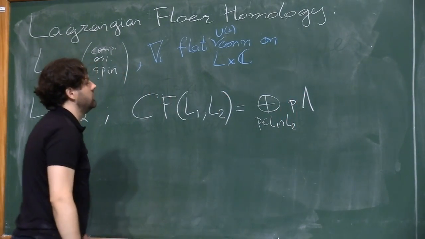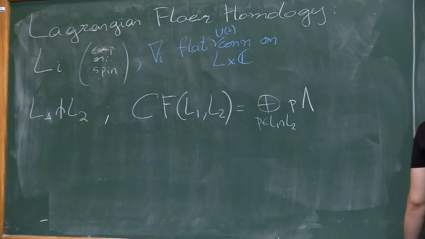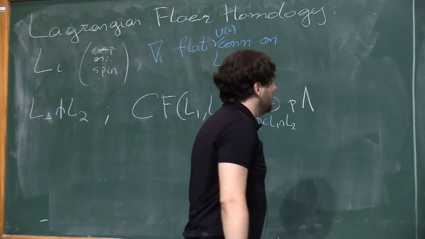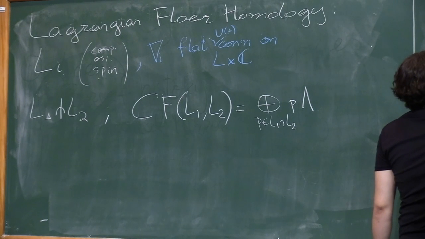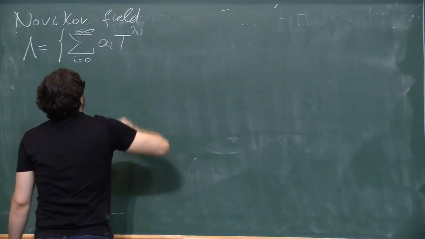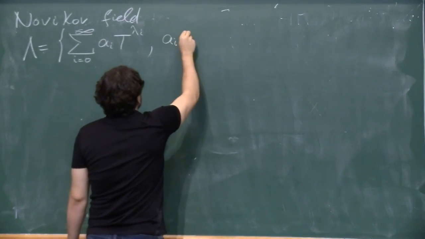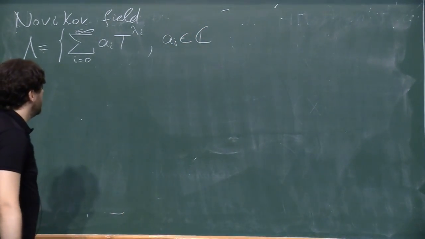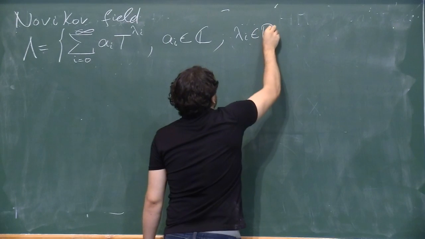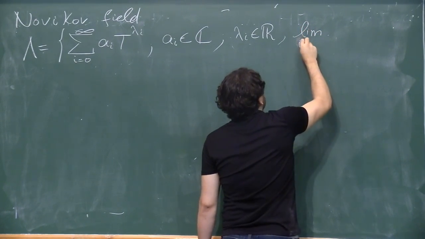And then here I do have to use some non-standard field called the Novikov field, which is formal sums of a_i t to the lambda_i. So it kind of looks like power series, but with the difference that the a_i belong to a chosen ground field. I want to think today perhaps it's C. And the important part is that the lambda_i's are real, and they cannot accumulate in finite number. They need to go to infinity.